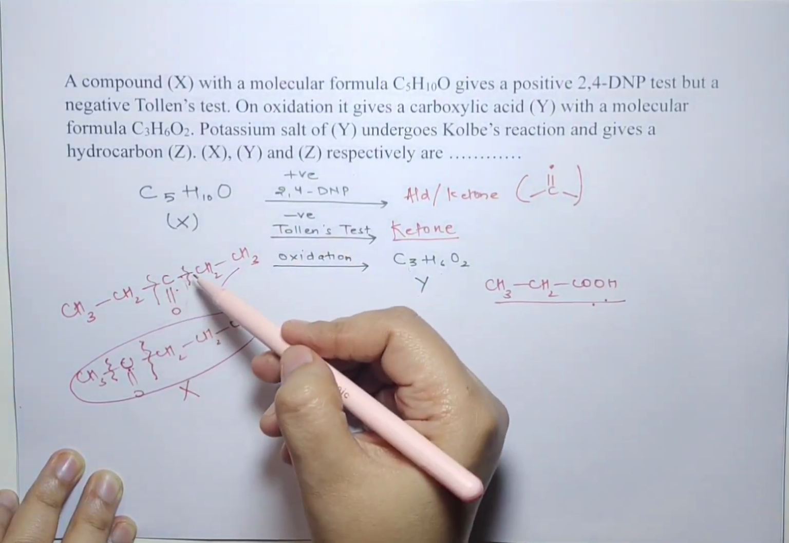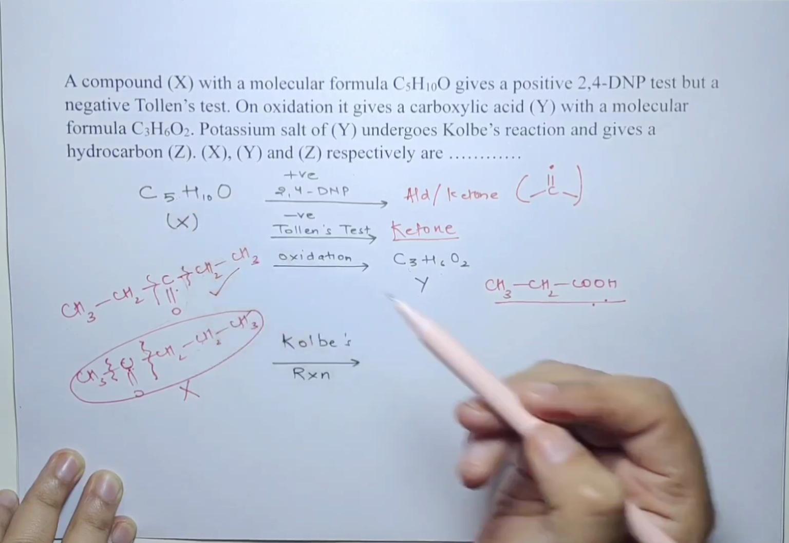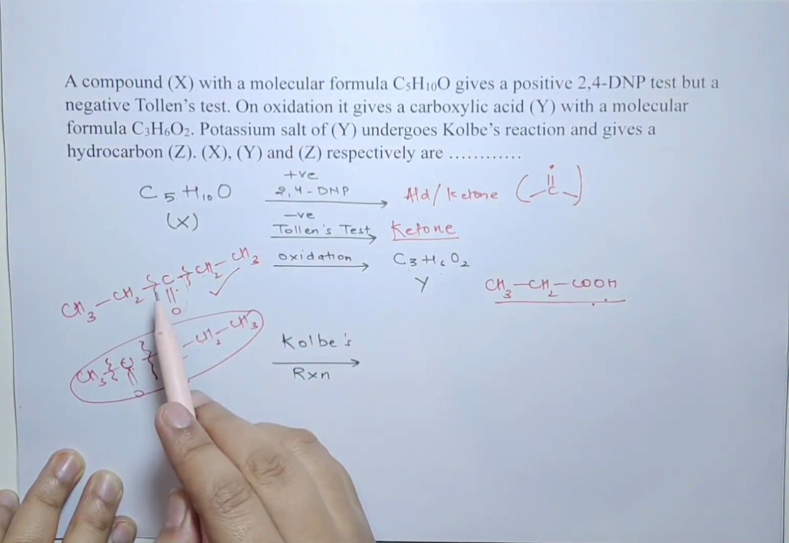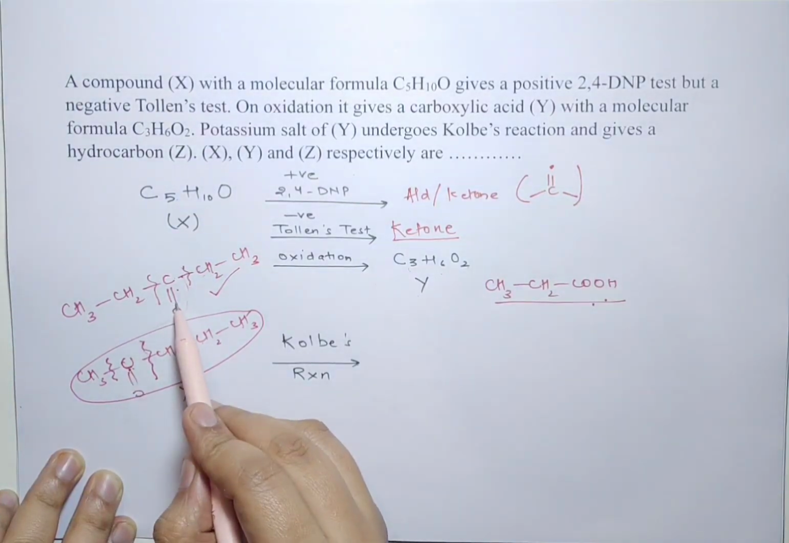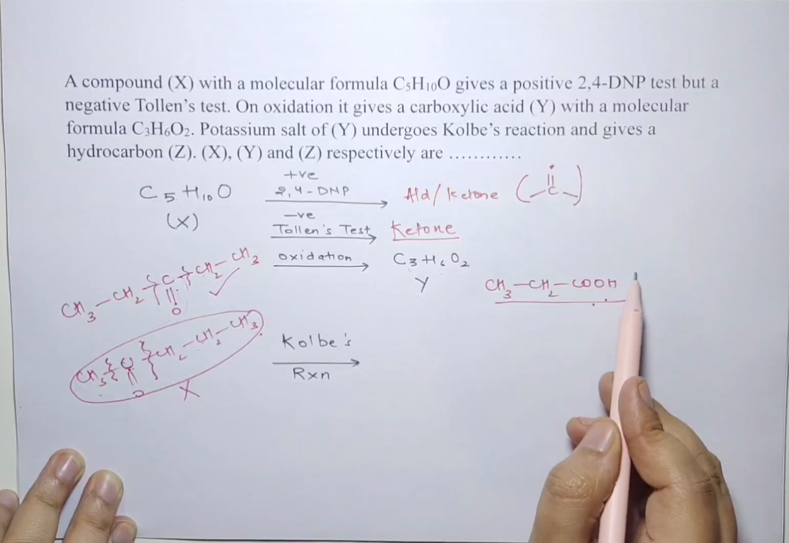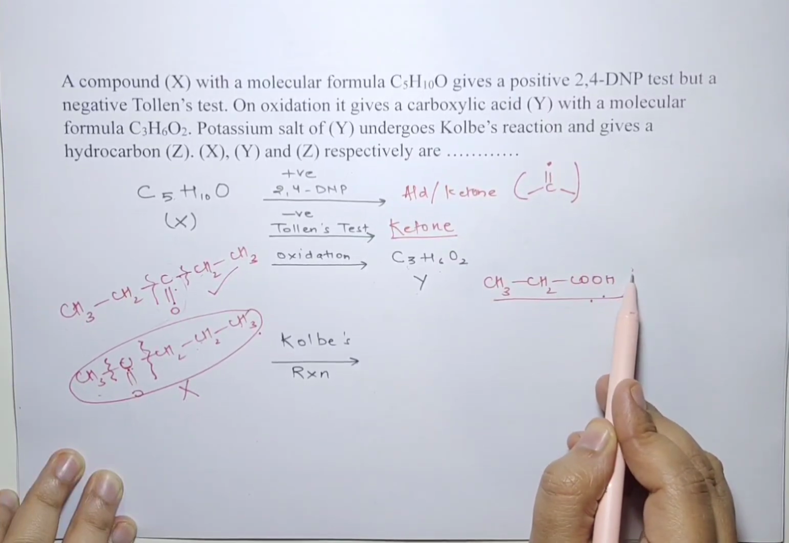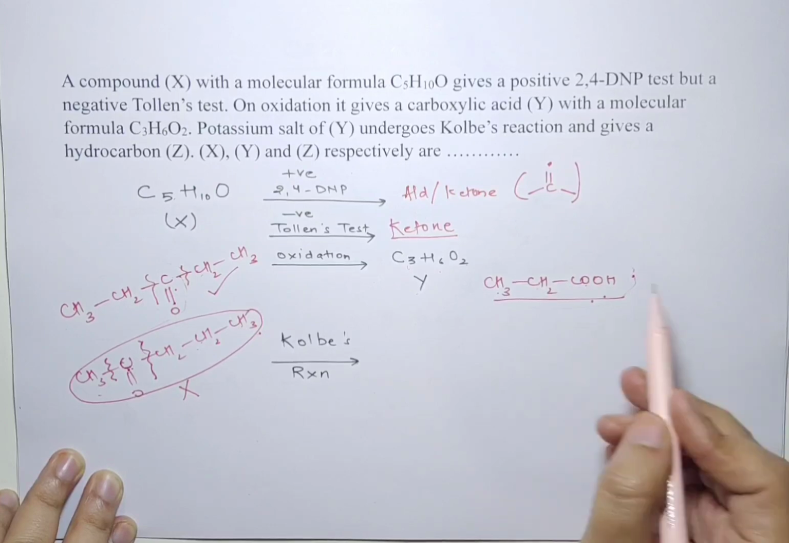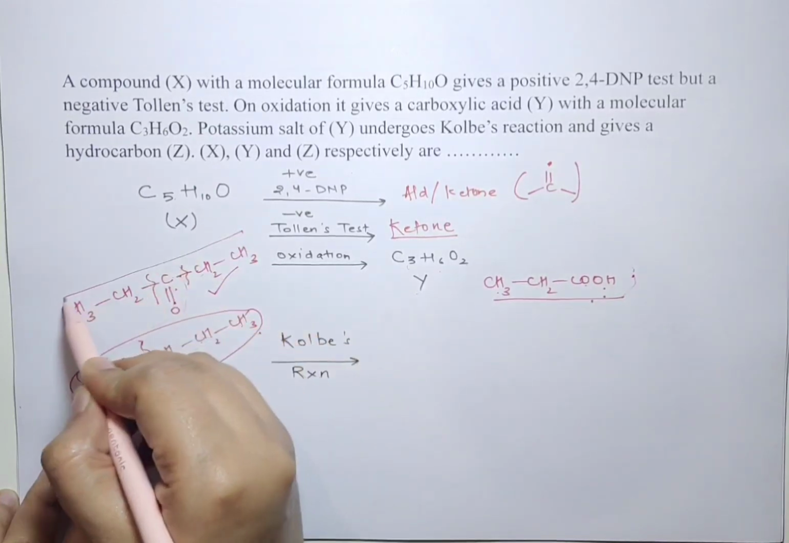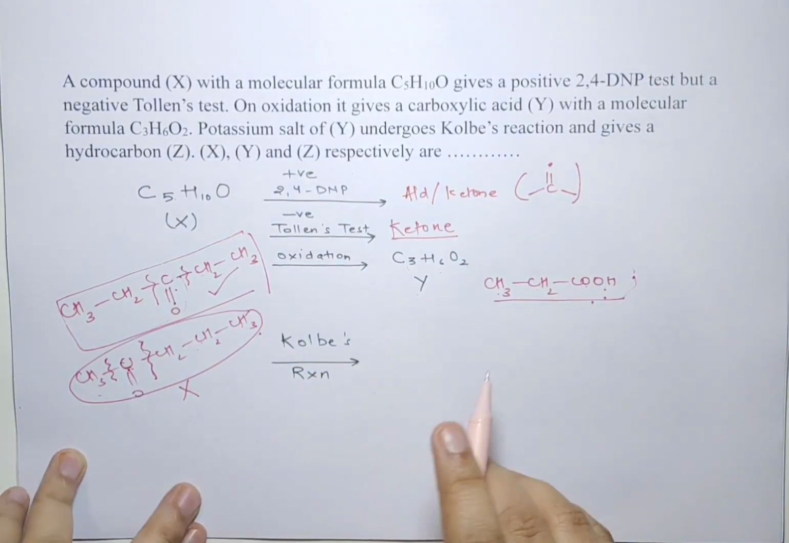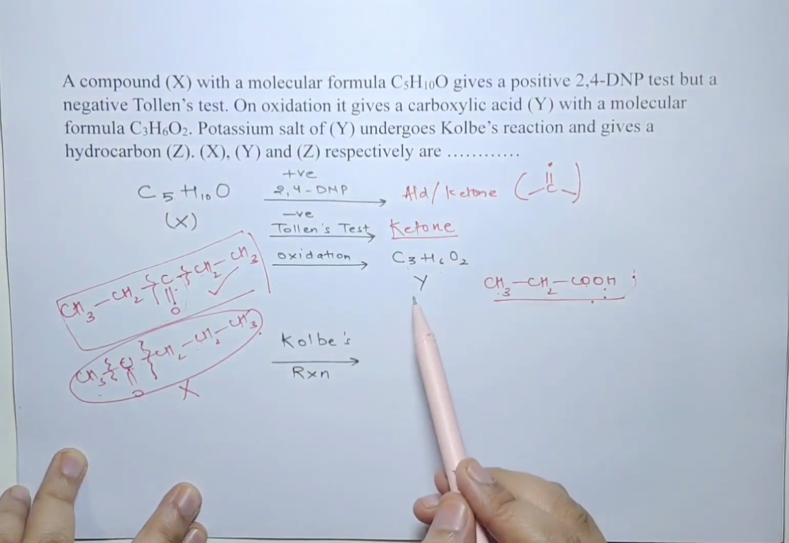Okay. Anyway, there were only these two options with 5 carbons. Carbonyl carbon present either on the second carbon or on the third carbon. Okay. And this one is ruled out because we know that the compound that we get upon oxidation is a 3 carbon carboxylic acid, which is only possible if our ketone is this. Okay. Now, potassium salt of Y. This is our Y.